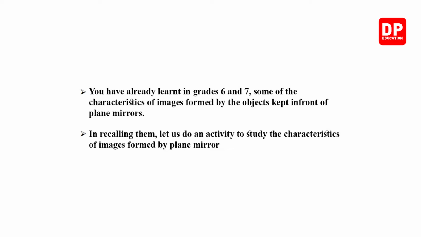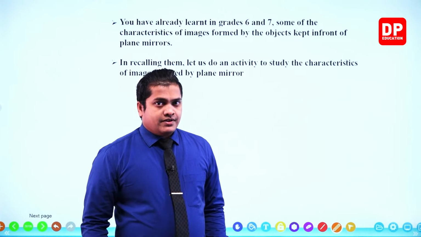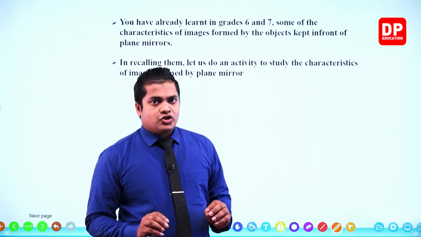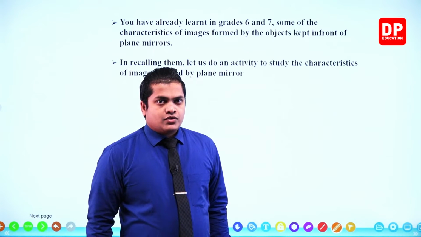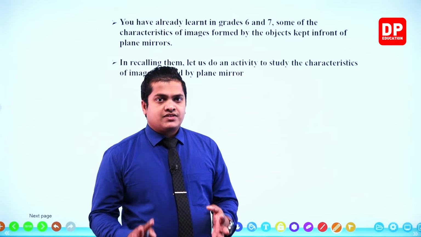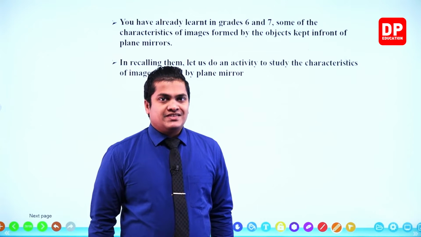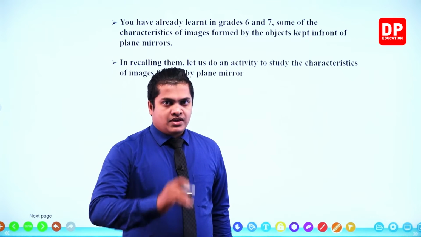You have already learned in grades 6 and 7 some characteristics of images formed by objects kept in front of plane mirrors. We discussed in grade 7 that plane mirror images cannot be focused onto a screen. These images are always created within the plane mirror itself, so we won't be able to focus them onto a different screen. Therefore, we identified that these images are virtual images, meaning they cannot be projected onto a screen. This image is created within the mirror, my dear children.